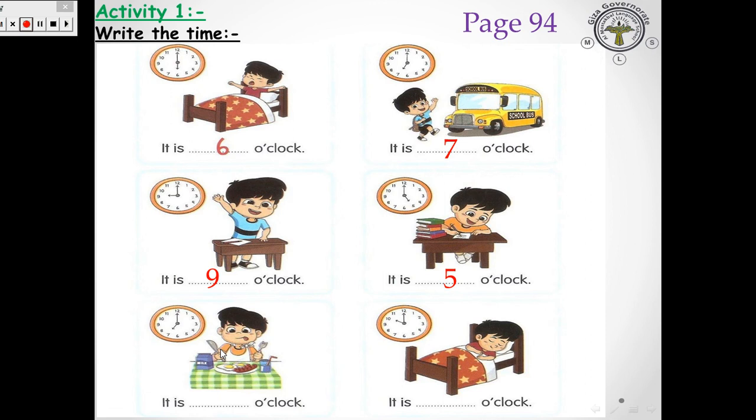Next example. Look here. What time is it? The short hand is pointing to 7 and the long hand is pointing to 12. So we say it's 7 o'clock.